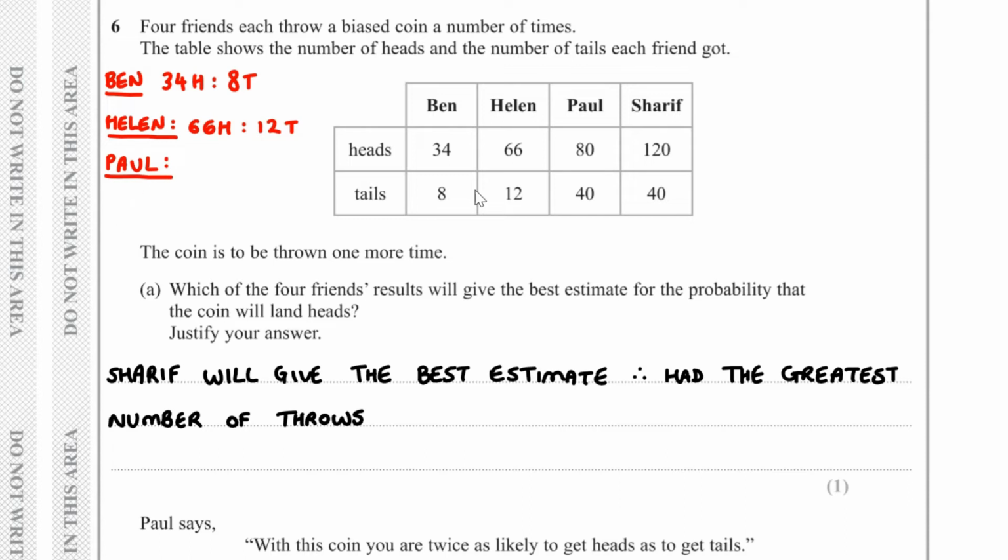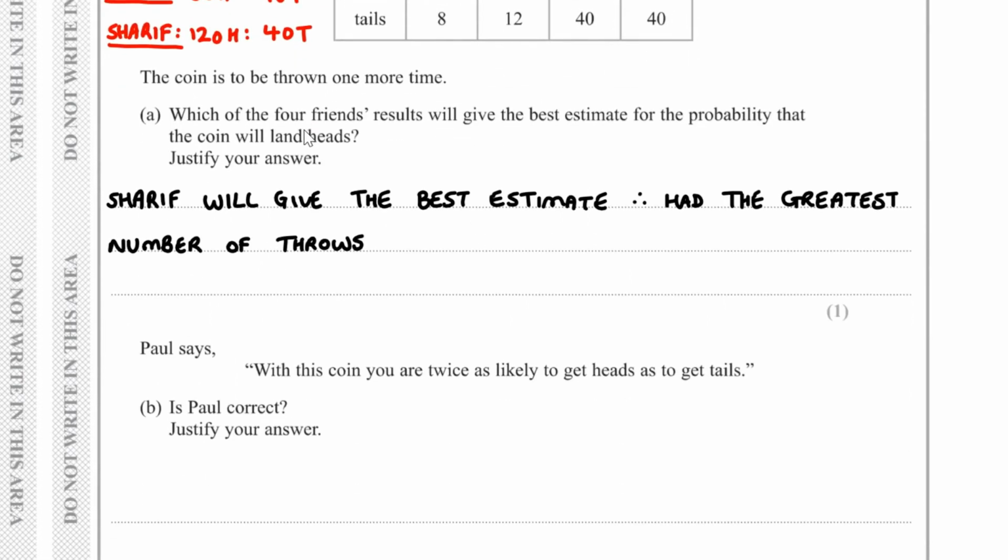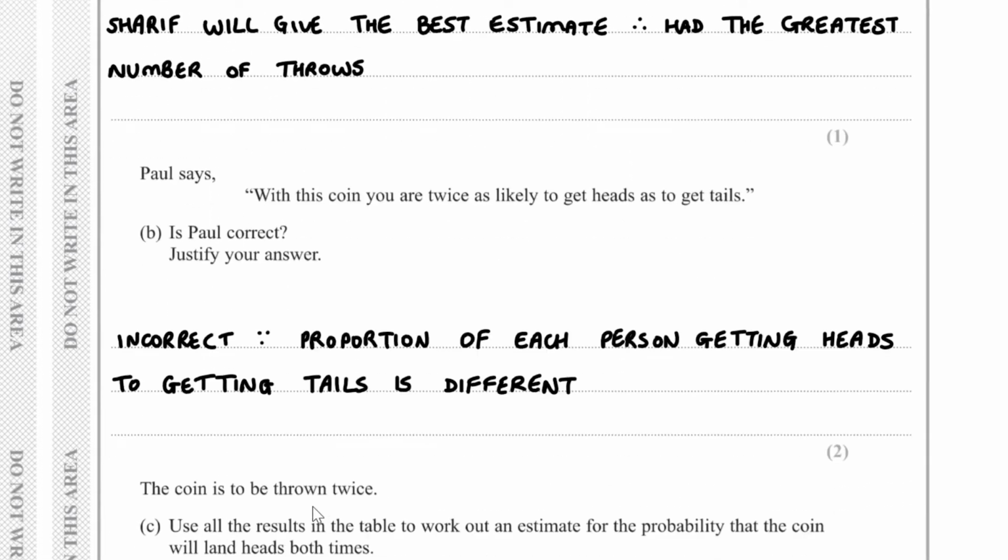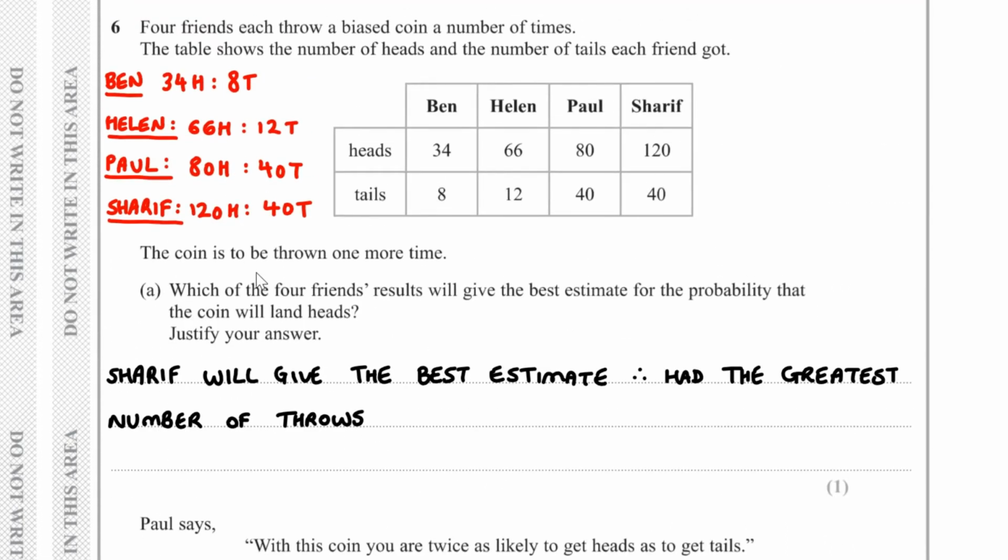If we take a look at Paul's attempt, he got 80 heads to 40 tails. And if we take a look at Sharif's, well, here we have 120 heads to 40 tails. And what you can see for each person, the proportion is different. So therefore, Paul is incorrect because the proportion of each person getting heads to getting tails is different. And you can see that from here.